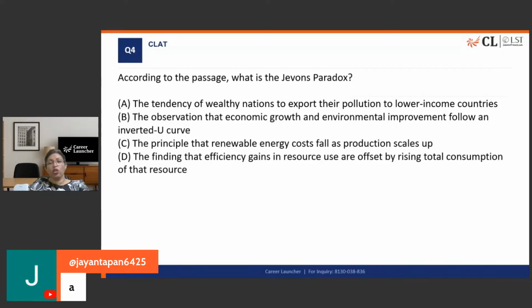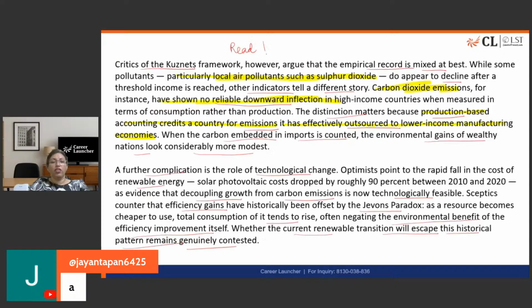All right, let's just go to the passage. Take a minute, read and find out. So Jevons paradox was mentioned very clearly in the passage. All you had to do, just like in CLAT, is go and check. So it said, as a resource becomes cheaper to use, total consumption of it tends to rise, often negating the environmental benefit of the efficiency improvement itself.